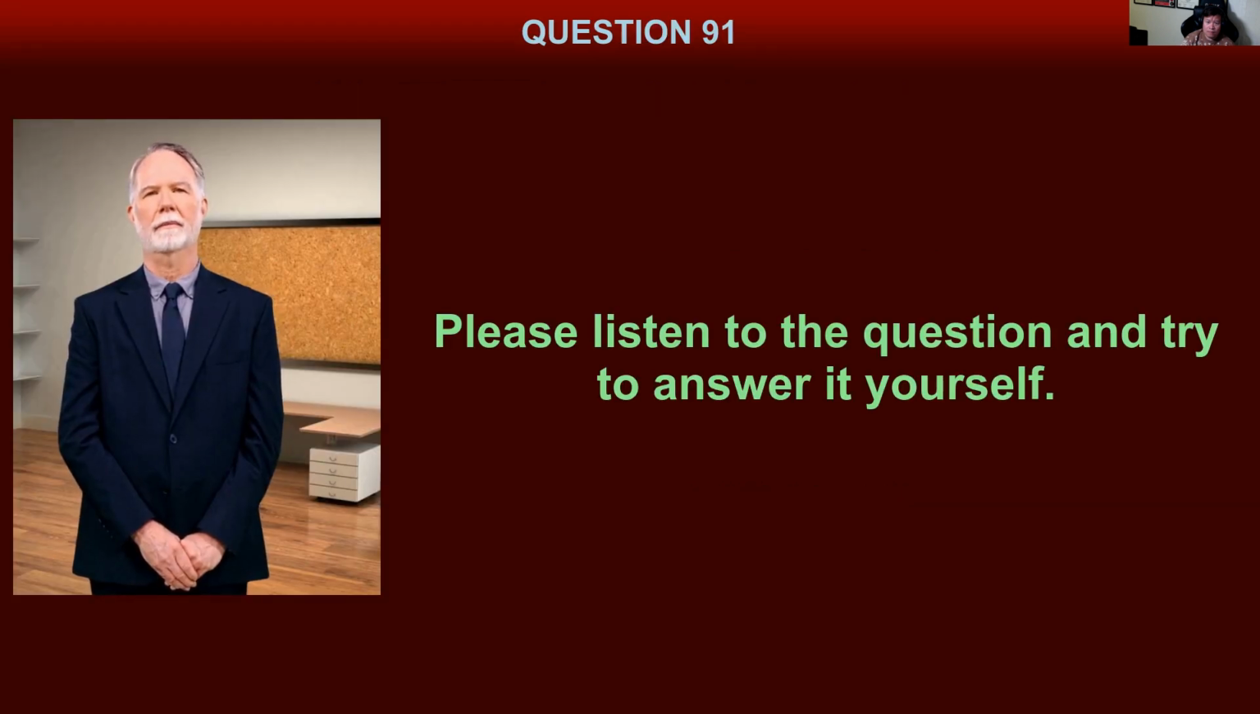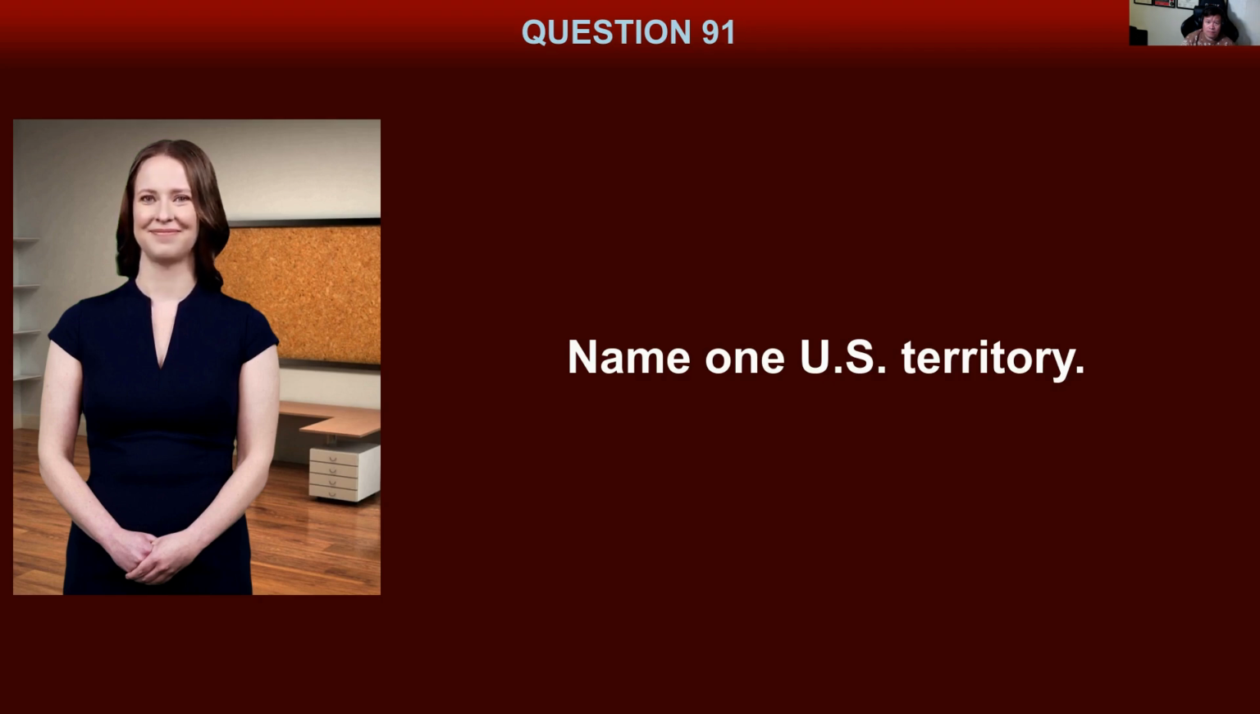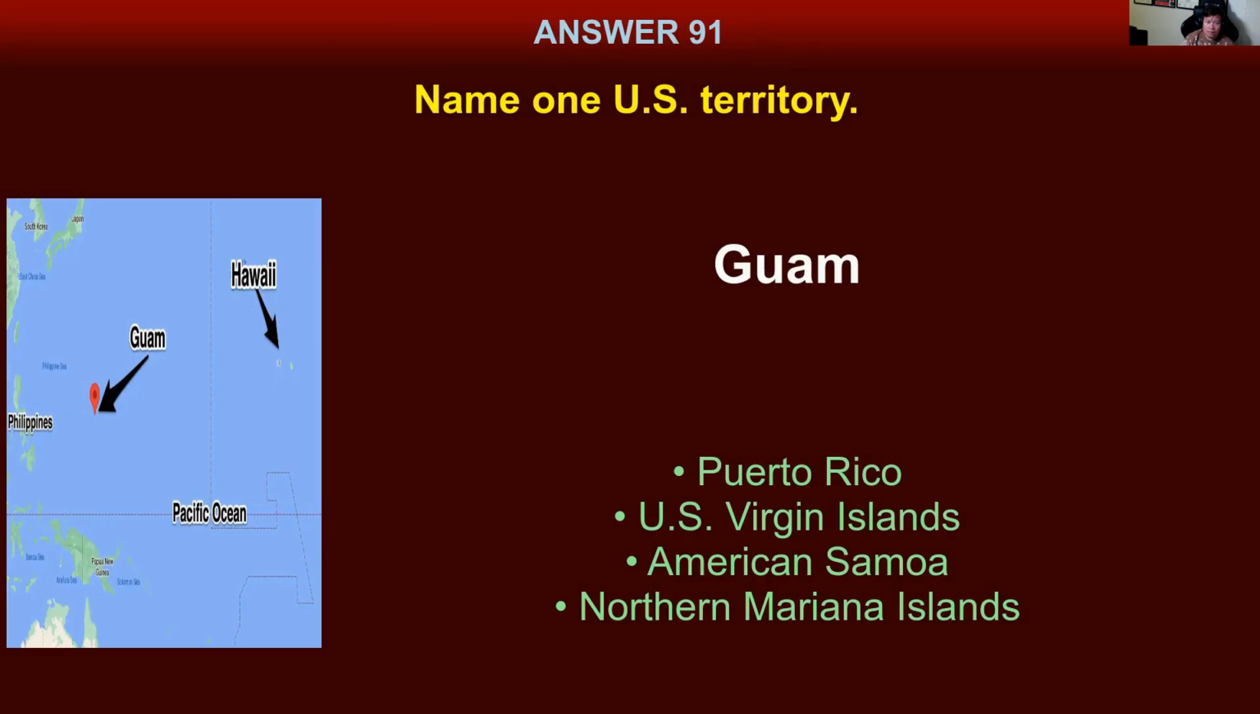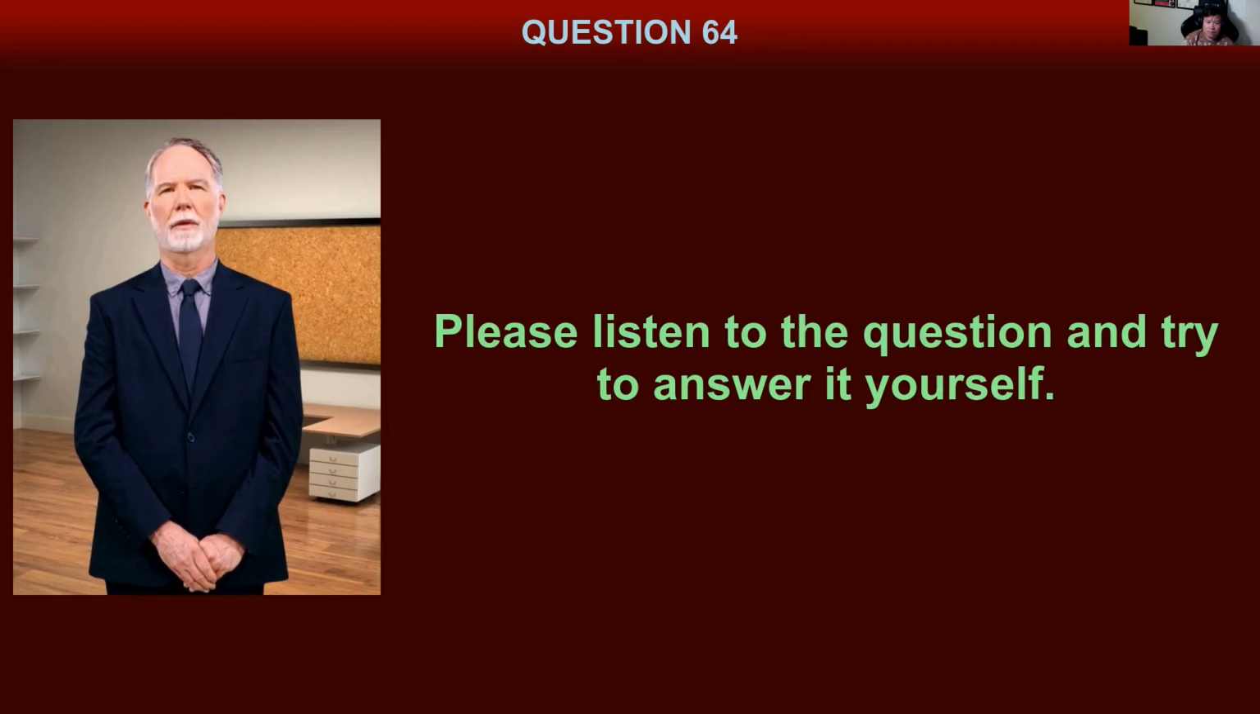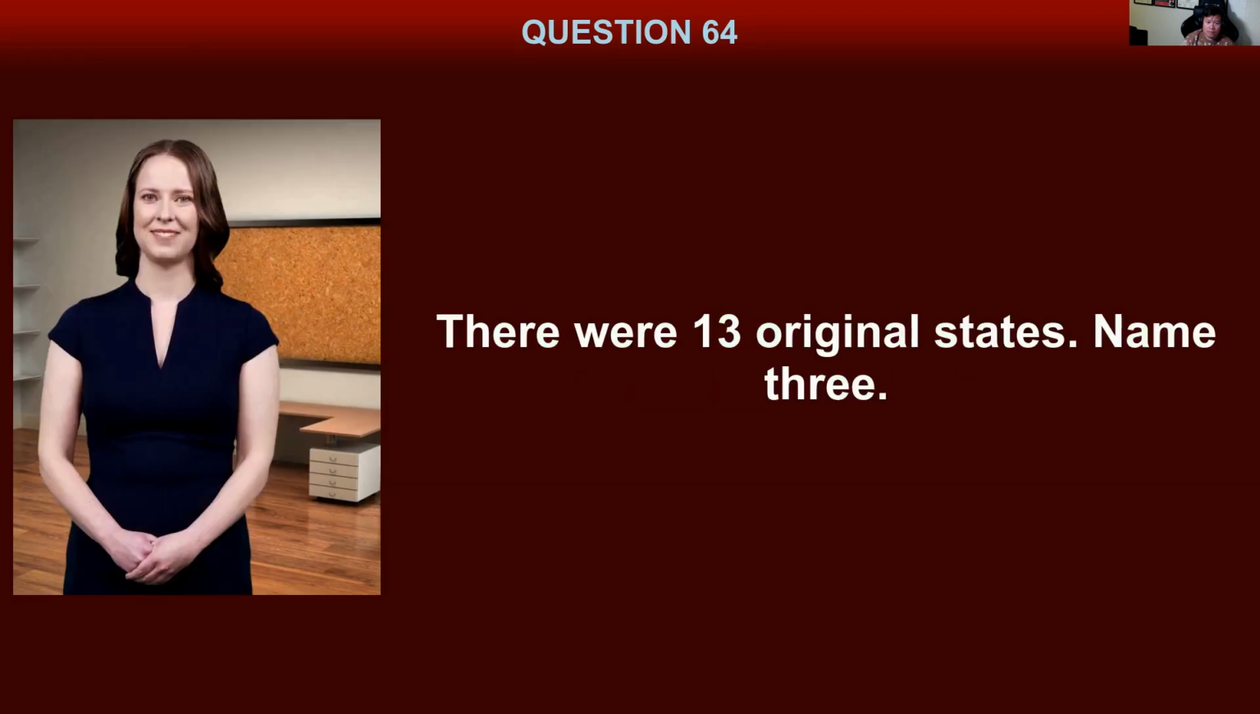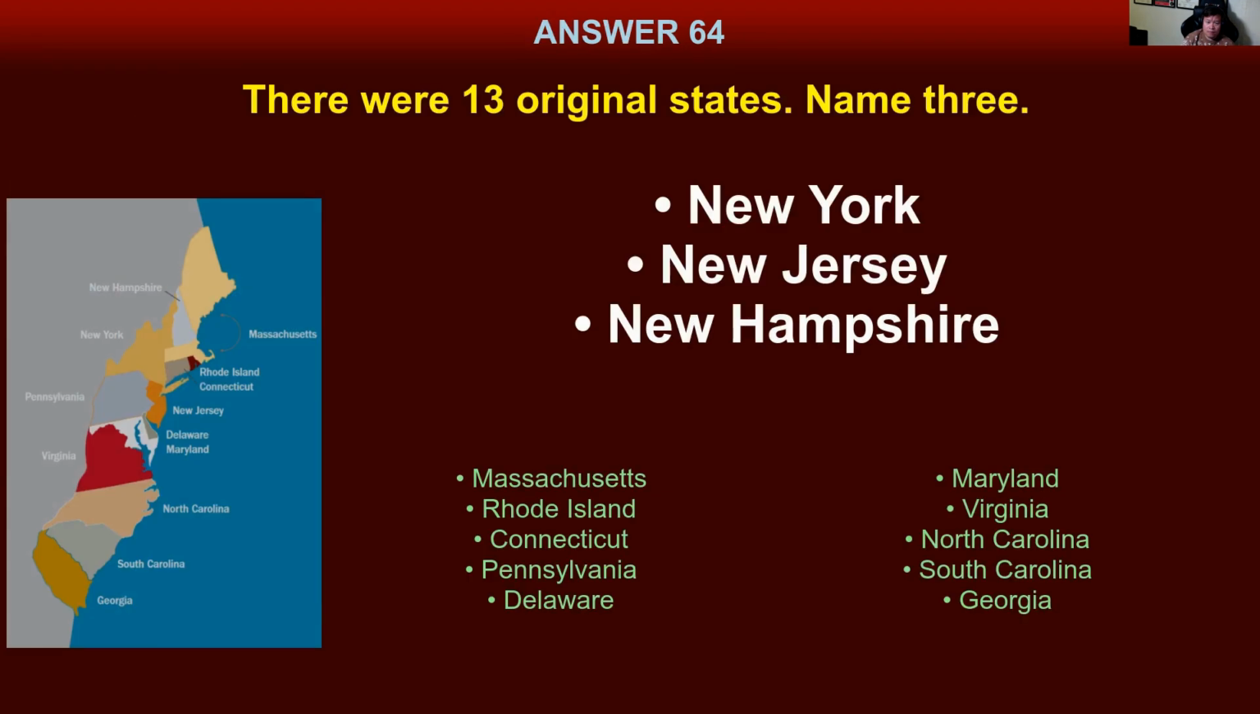Name one U.S. territory. Guam. There were 13 original states. Name three. New York, New Jersey, New Hampshire.